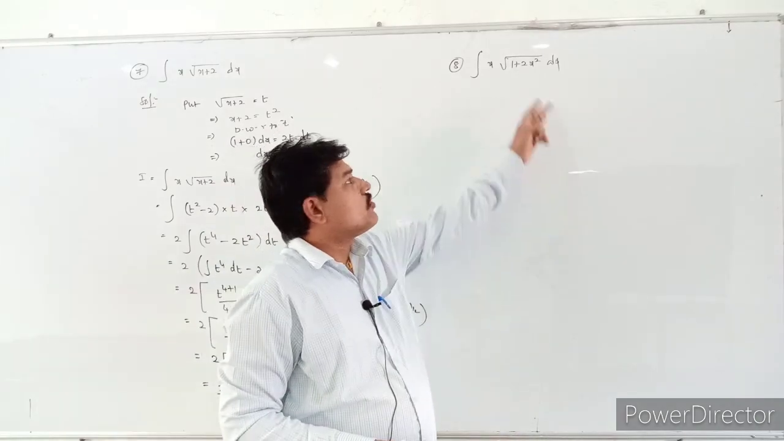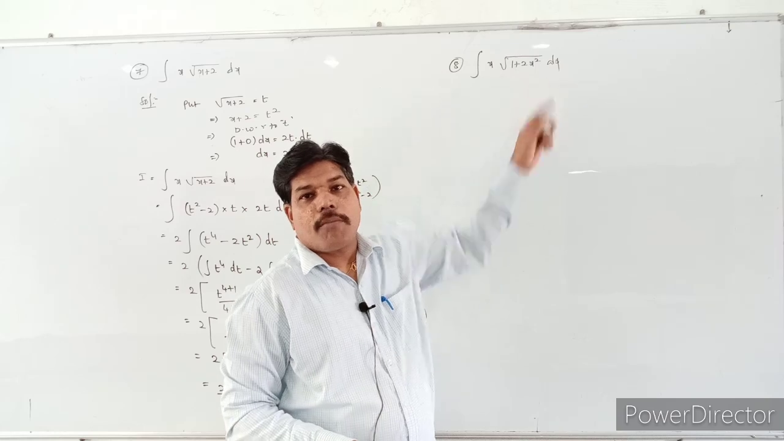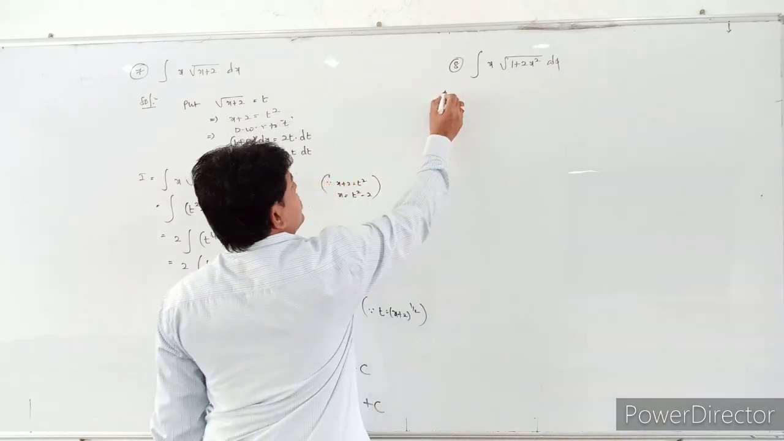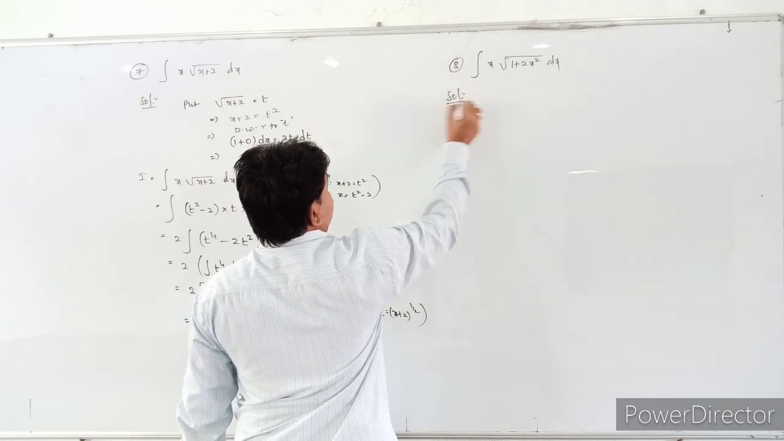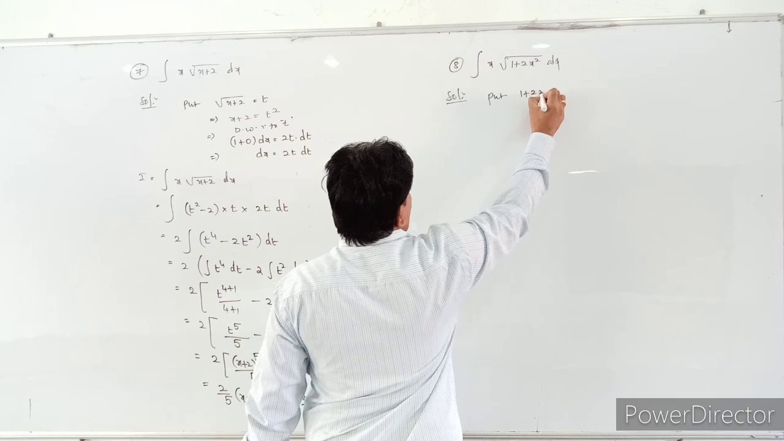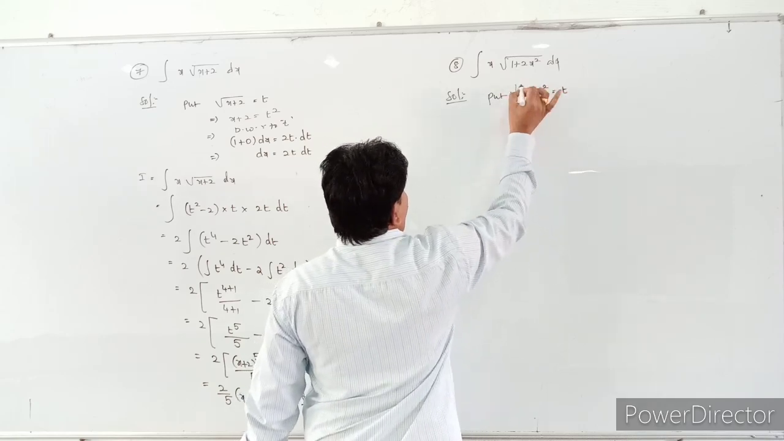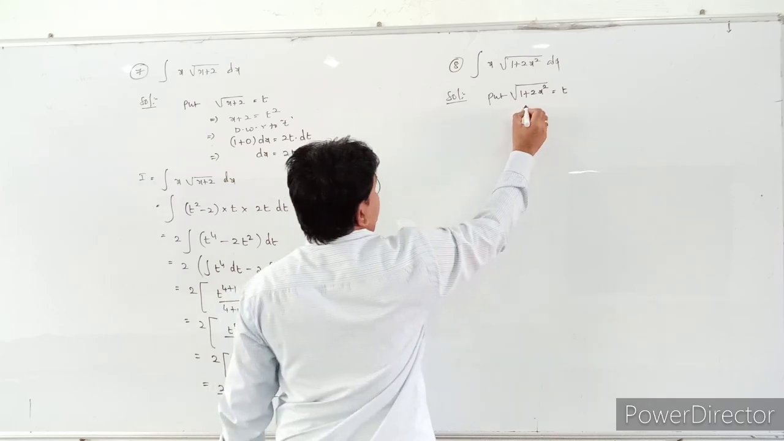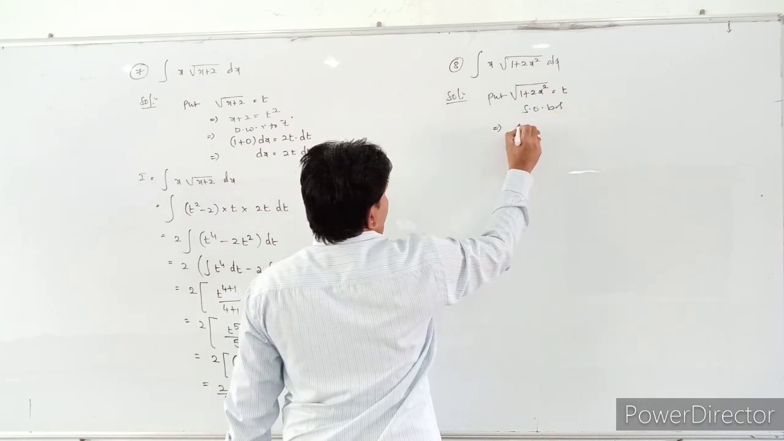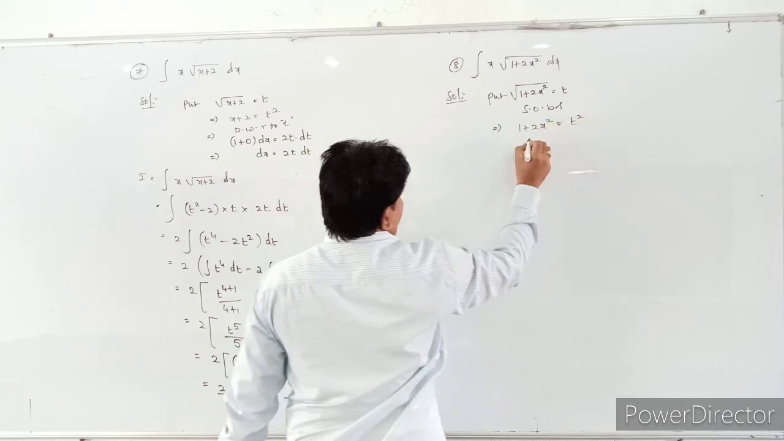So see, students, next question. 8th question: integral of x into root of 1 plus 2x square into dx. So see that question, students. What is the solution here? Put root of 1 plus 2x square equal to t. Squaring on both sides, what happens? 1 plus 2x square is equal to t square.